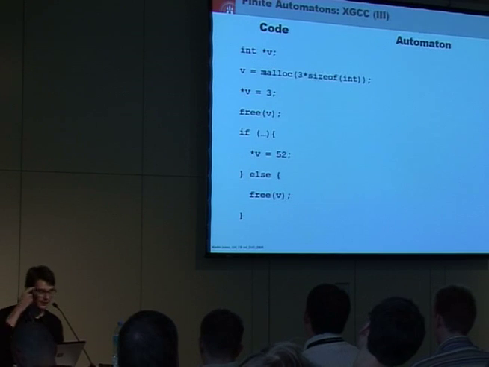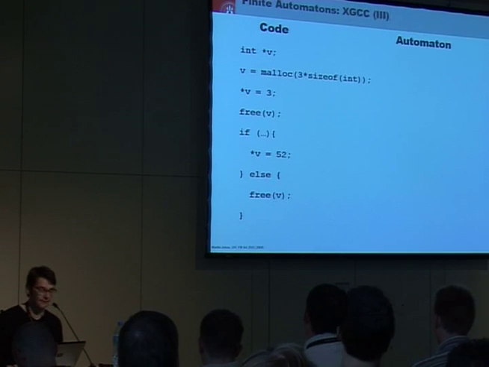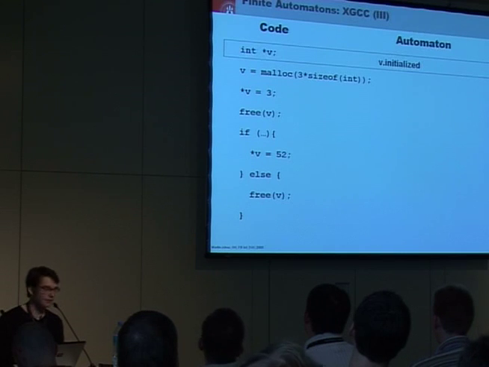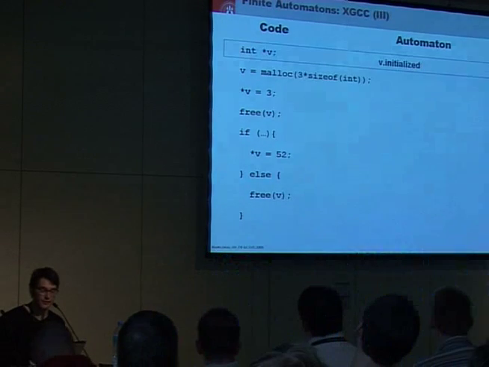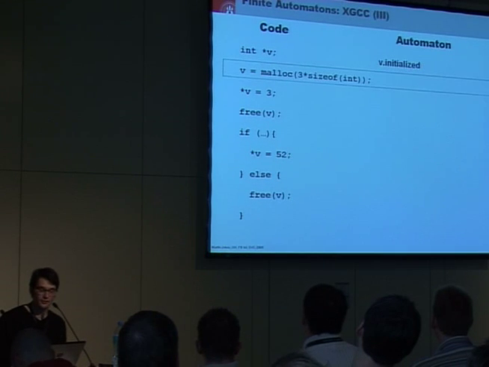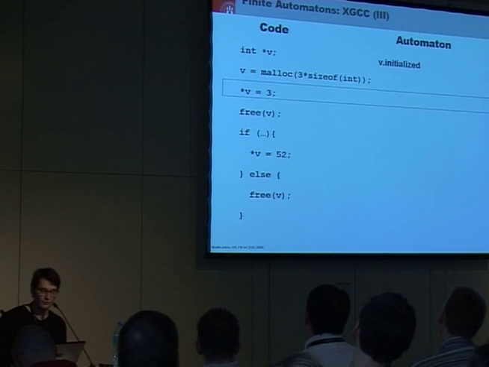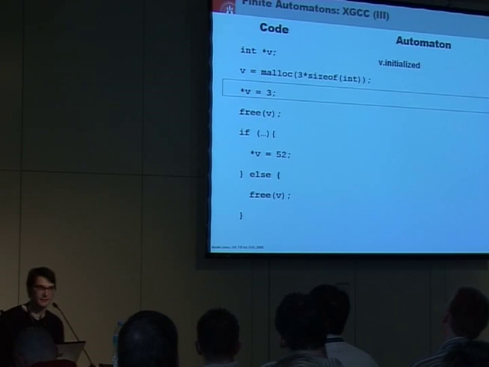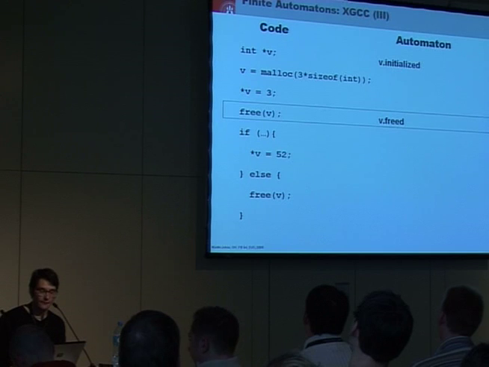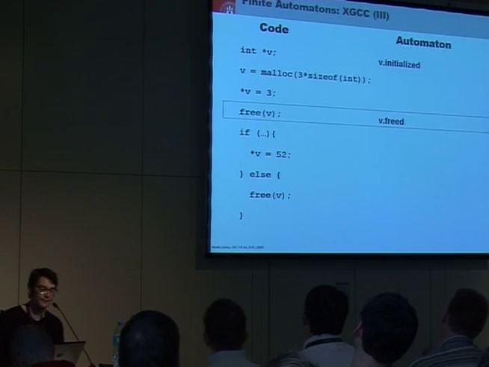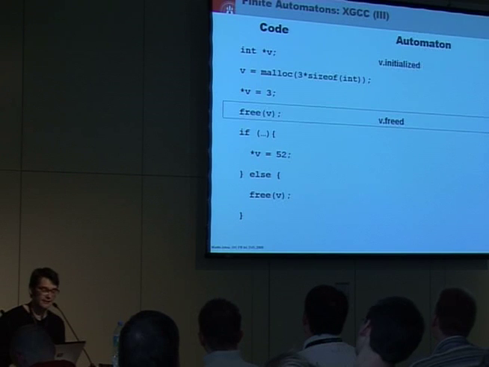Okay, the example. We have a short piece of code. In the first line, a pointer is declared, therefore a new automaton is generated, and it starts with the state initialized. The next two instructions work on the pointer, but don't trigger any of our transitions. Then we encounter free of v. So v is freed, or actually the automaton v is set to the state freed.